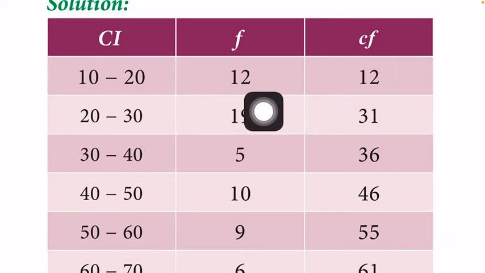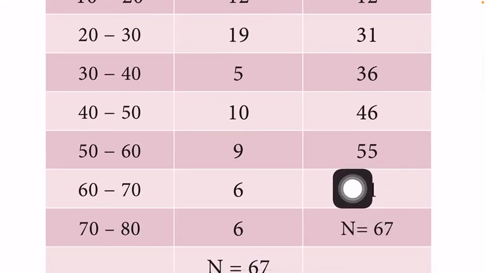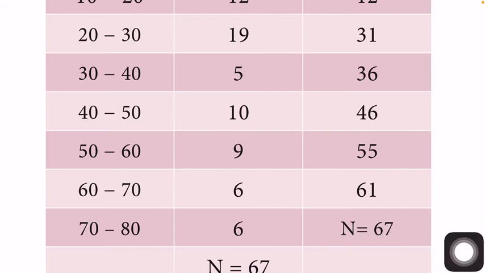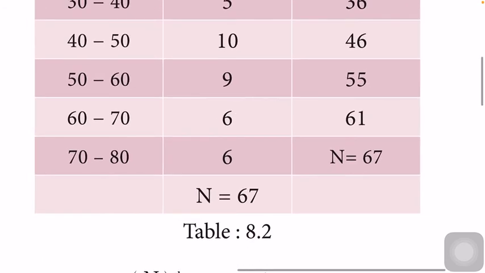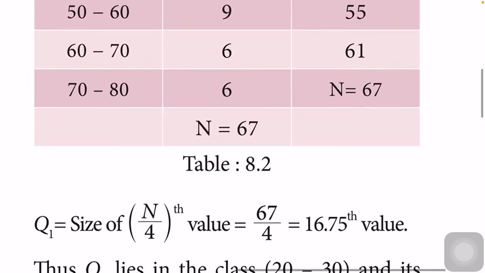The first value should be written as it is, 12. Next, 12 plus 19 is 31. 31 plus 5 is 36. 36 plus 10 is 46. 46 plus 9 is 55. 55 plus 6 is 61. 61 plus 6 is 67. And capital N is 67, that is, N is the total frequency.